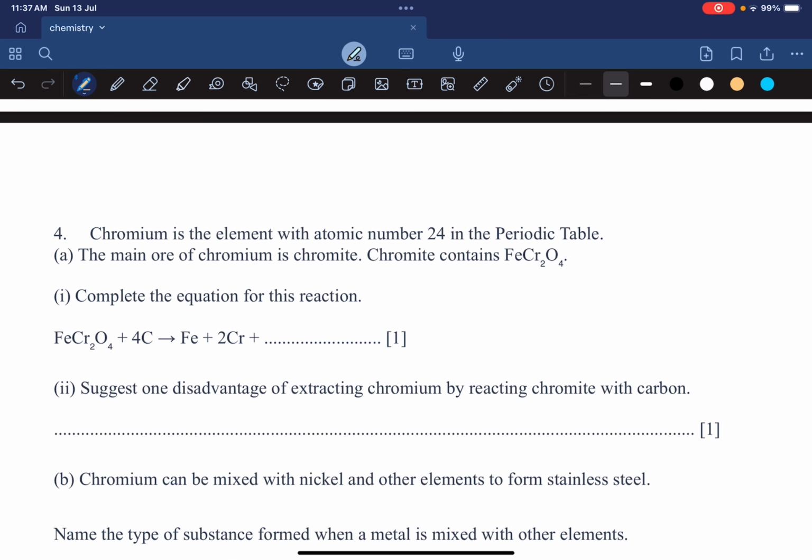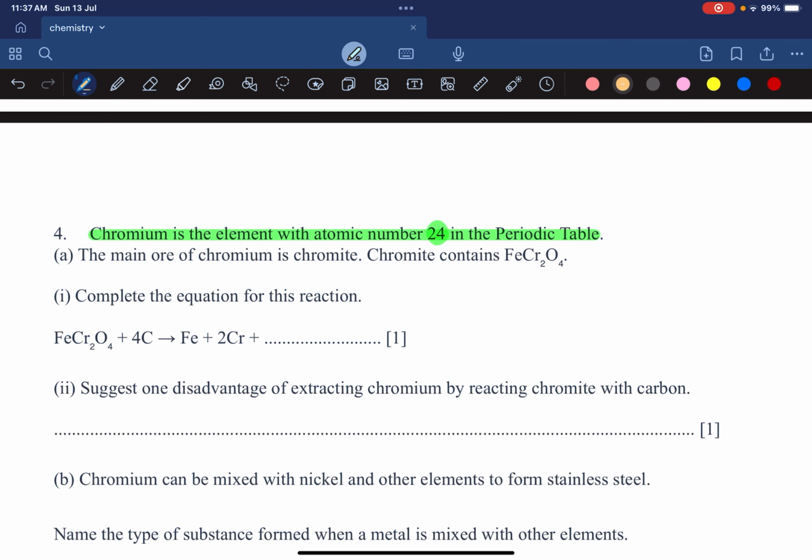Chromium is the element with atomic number 24 in the periodic table. Okay, why do you think this information is given to you? This is simply given so you can check out the position of chromium in the periodic table. That's going to help you, because 24 easily tells you where you have to go.